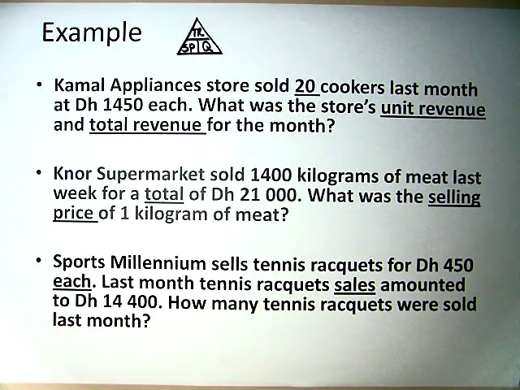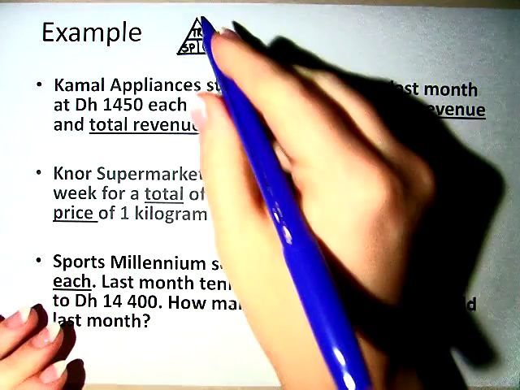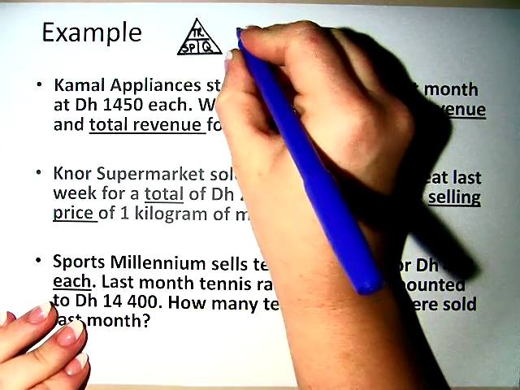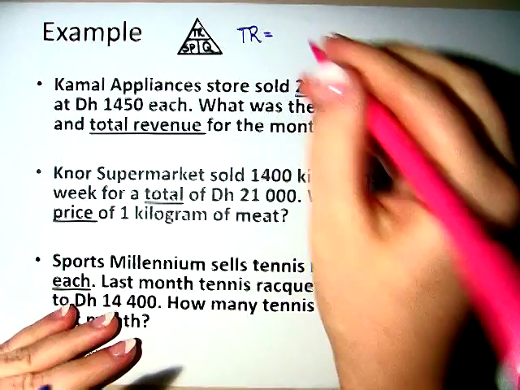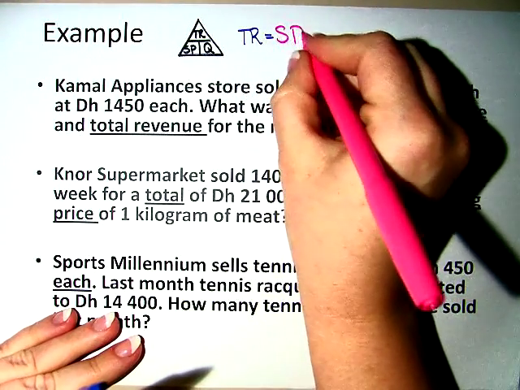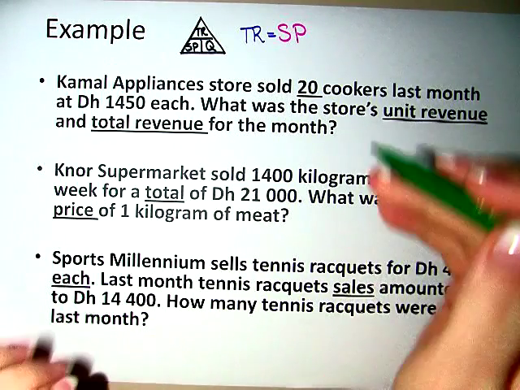Now we're going to look at how to use the total revenue equation. So we've moved away from percentages and we're starting to talk about how we can apply this in business. Before we begin, we've learned in class that the total revenue equals the selling price multiplied by the quantity.